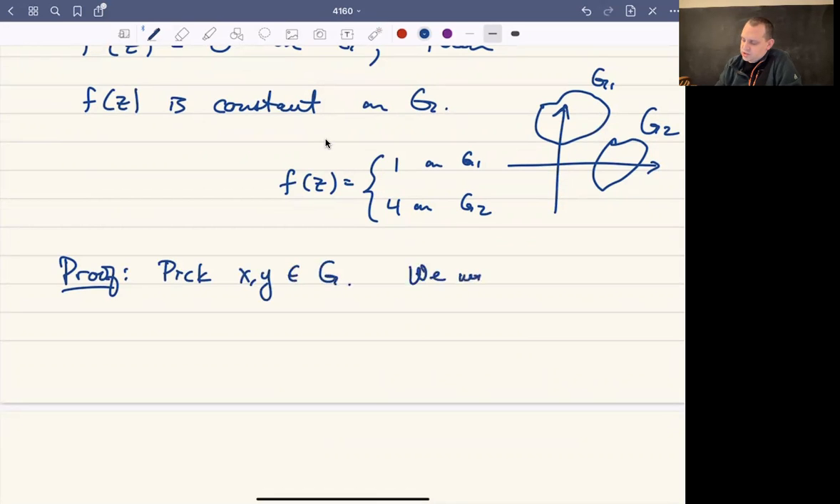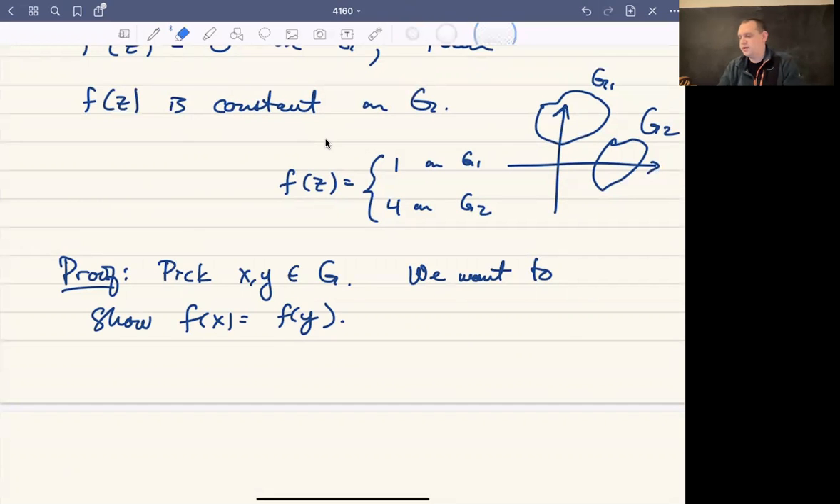And then we want to show that f of x equals f of y. Because the points that we picked, x and y, are arbitrary, this is enough to show that the function is constant. Because if f of x equals f of y, then we're done.